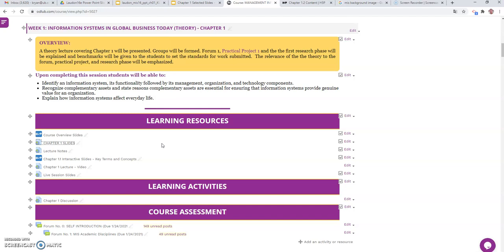So the first component is the case studies, video studies, and class discussion, which you do. And then I take care of the other 2, which I've done already here, the interactive slides. These are the key terms and concepts that I've done earlier. And those are the key terms and concepts that you have to use for your forums, practical projects, and research.